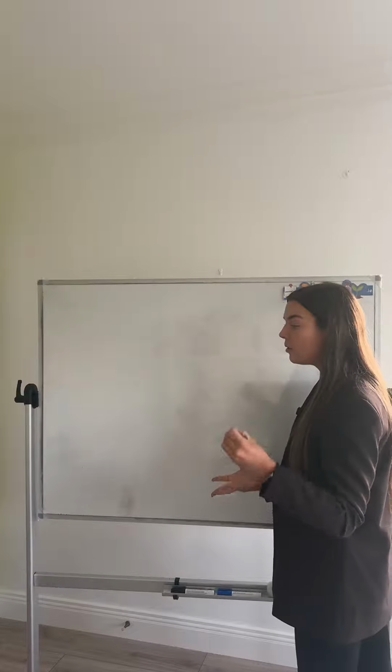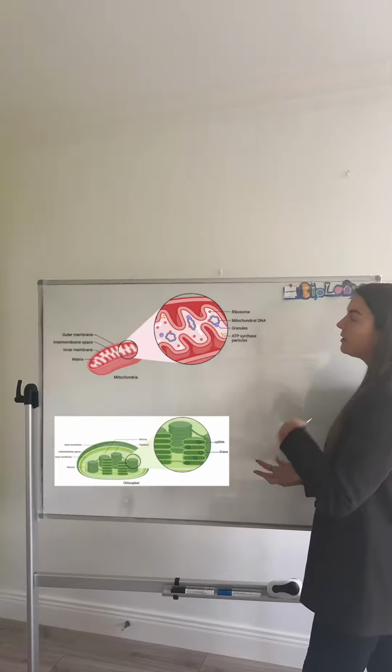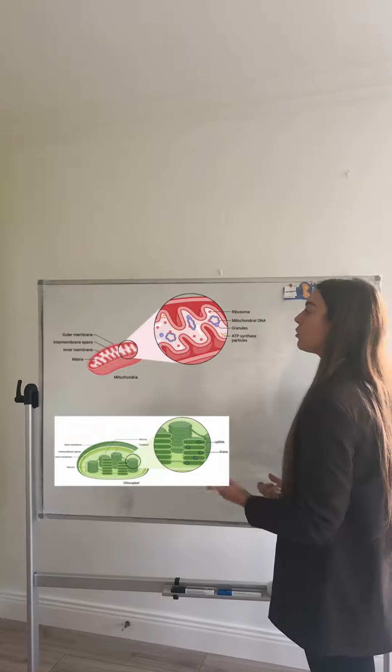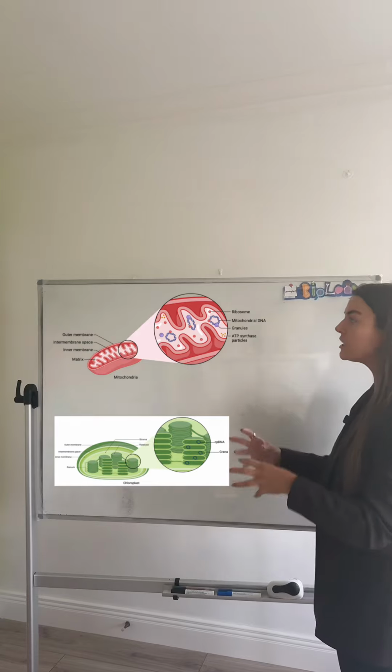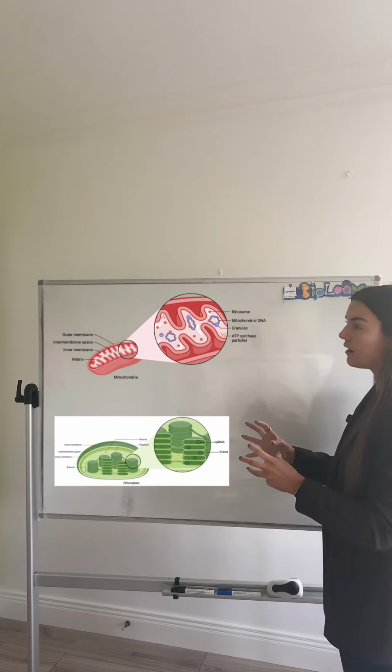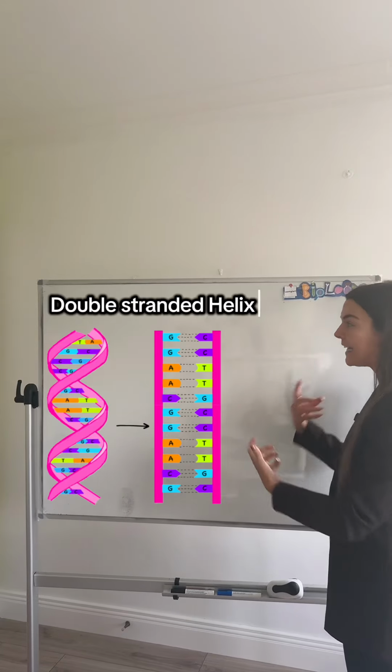Now, there are some other non-nuclear locations of DNA. For example, the mitochondria and the chloroplast contain their own DNA. But DNA, if we look at the structure of it, is a double-stranded, what's called a helix structure. So here we have the 3D structure of DNA.